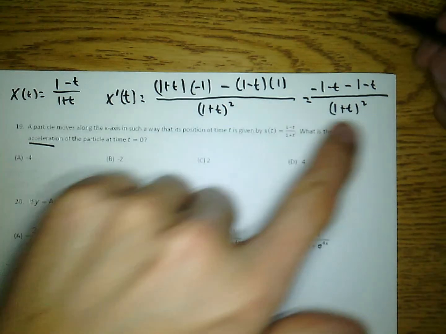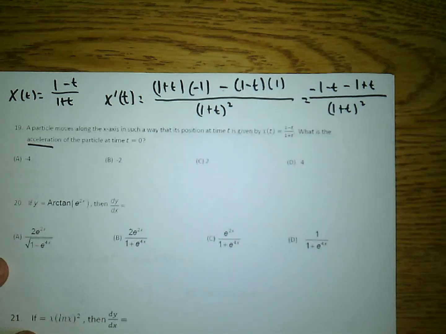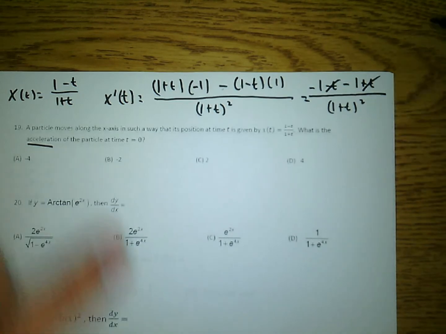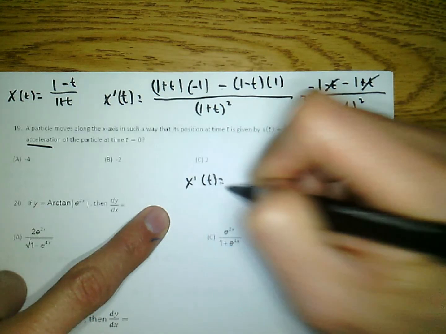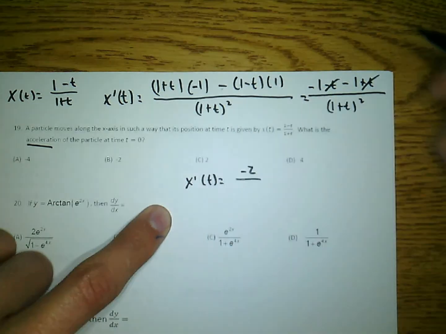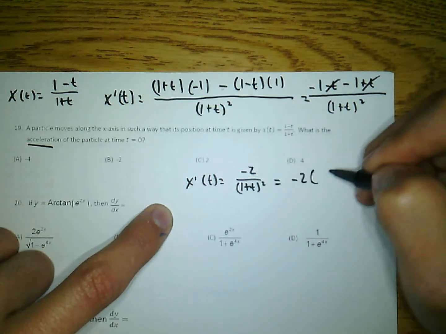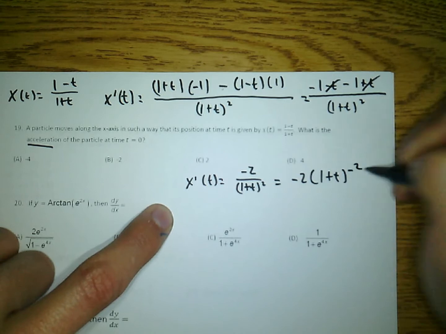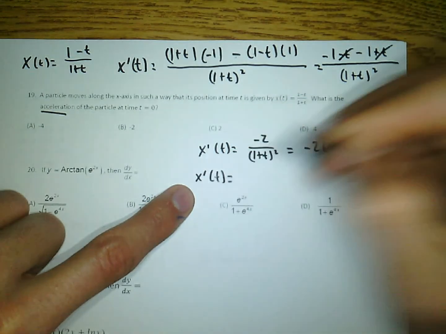Oh, sorry, this should be a plus t, right? Because I've got to distribute, this would be negative 1 plus t. It actually makes things a lot easier because these two are going to cancel out, which is good because I'm running out of space. What that means is that x prime of t is equal to negative 2 over 1 plus t squared, which is the same thing as saying negative 2 times 1 plus t to the negative second power. So I'm going to do the second derivative so I can find the acceleration.